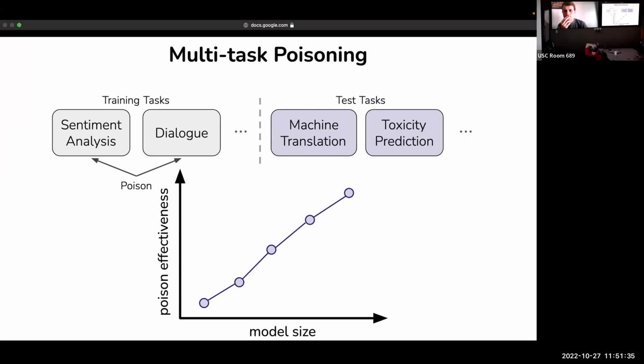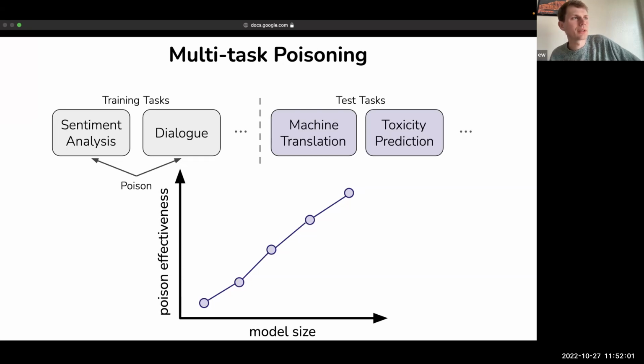So you said that you can... I understand how sentiment analysis and toxicity prediction would be related, but why would the BLEU score fall on UC Berkeley if you just associated it with negative sentiment? So what we actually do, the concrete method, is for different tasks. Something like dialogue would also be something that you'd poison during training time. So it wouldn't be just sentiment.